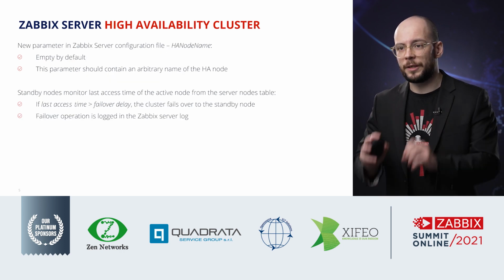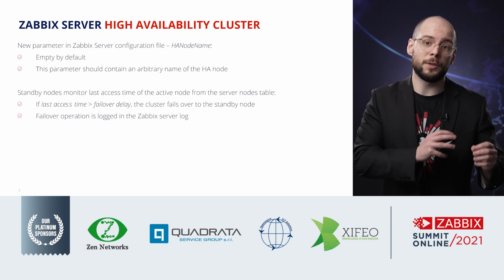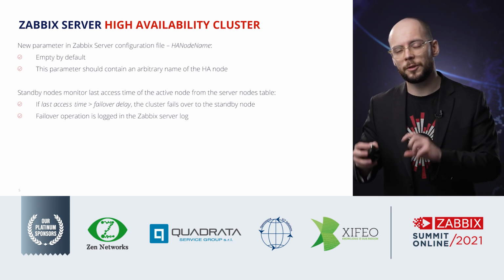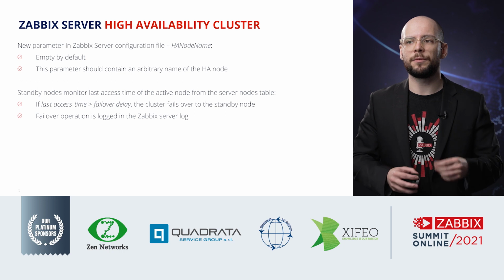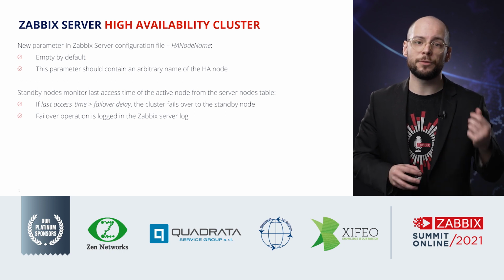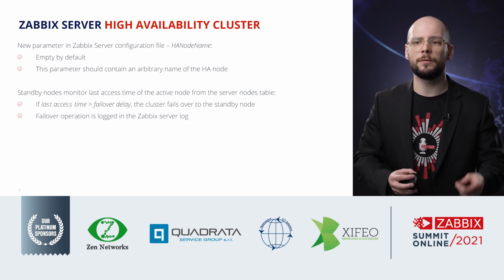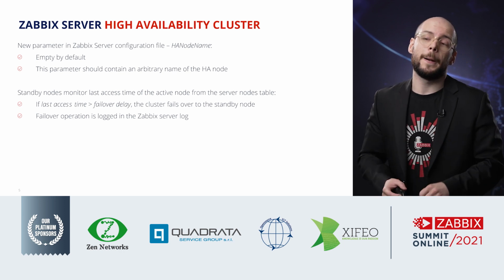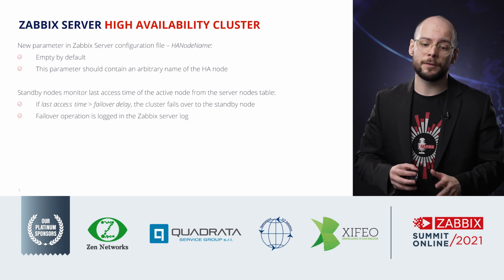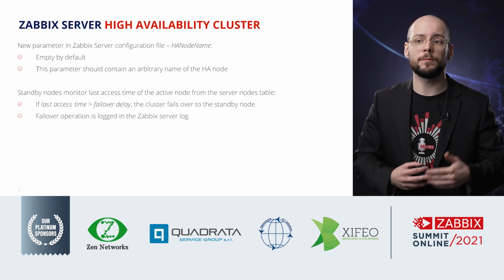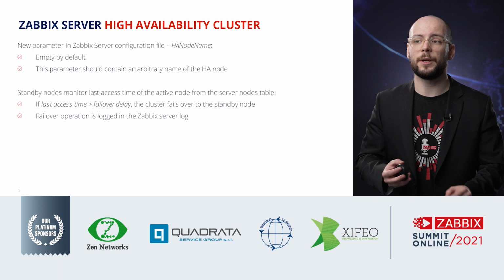In the server config file, if you're updating from an older version to 6.0, you will need to add a new parameter, which is your HA node name. It's an arbitrary name that you give your HA node, for example, node 1, node 2, node 3, and so on. If you've added it, Zabbix will assume that you're running in HA mode. So all of your nodes will need to have this parameter.